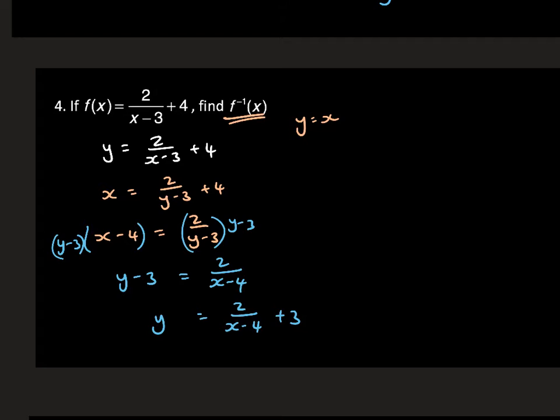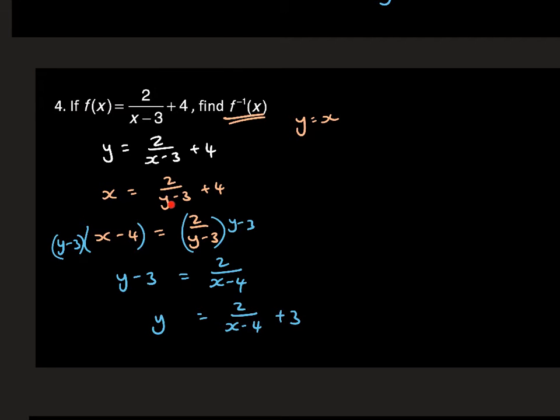Question 4. So if f of x is equal to 2 over x minus 3 plus 4, find the inverse. Again, inverse reflected by the line y is equal to x. So what's going to happen here is, first of all, let's write it in terms of y. Then we're going to swap x and y, right? Reflected by the line y is equal to x. And now we want to make y the subject of the equation. So minus 4 on both sides first.